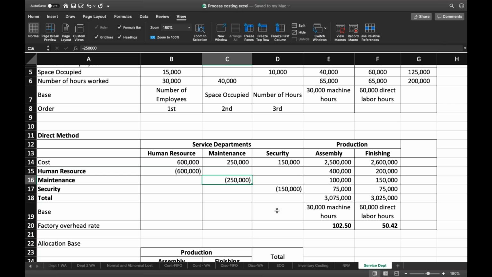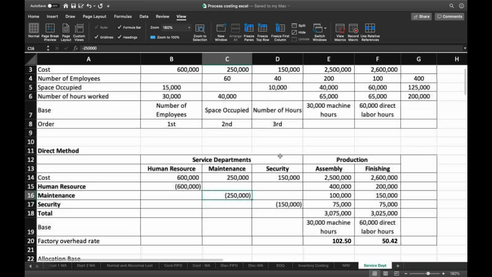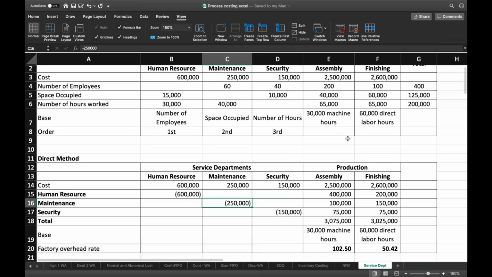For maintenance, the allocation base is the space occupied. So for assembly, they occupy 40,000 square meters of area. For finishing it is 60. So for assembly that would be 40 over 100 times the 250 equals 100,000. For finishing, that's 60 over 100 times 250.